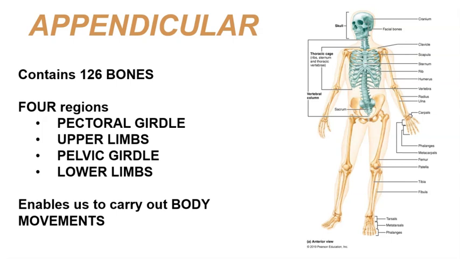Now that we have concluded our overview of the axial skeleton, we can turn our attention to the appendicular division. The appendicular division contains 126 bones located in 4 regions: the pectoral girdle, the upper limbs, the pelvic girdle, and then finally the lower limbs. The girdles function to unite the limbs to the axial skeleton, and the limbs enable us to carry out our body movements. So first we'll begin with the pectoral girdle.